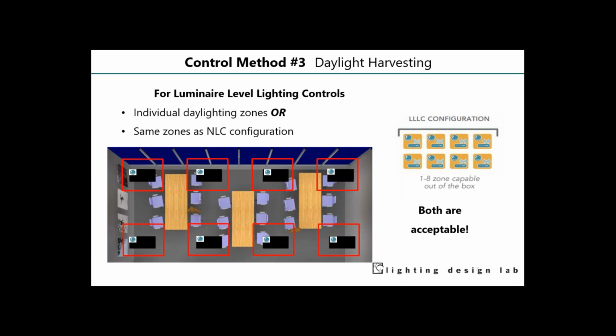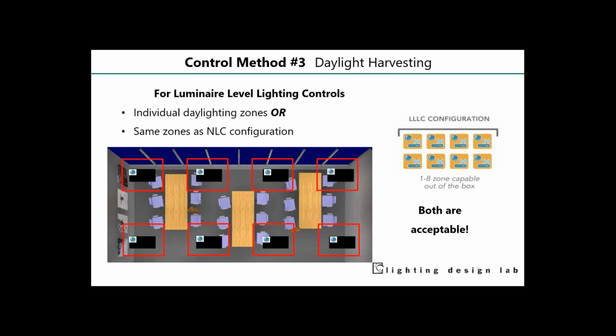But if you had a luminaire-level lighting control system, basically out of the box, each luminaire is able to individually detect the amount of light coming through the window and respond accordingly. Even though in that system every luminaire is its own zone, you could also group them together like this if you wanted to.